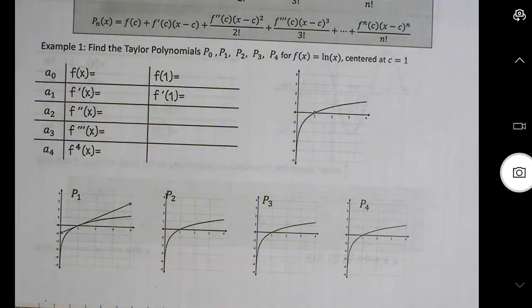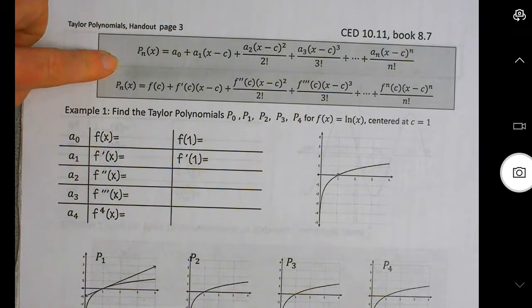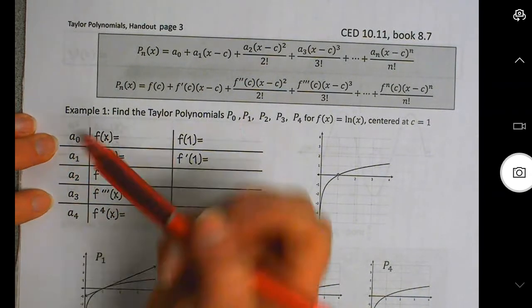Okay, so I started a chart. I've got the same two equations at the top, so we have them for reference. And I'm thinking of these as the coefficients.